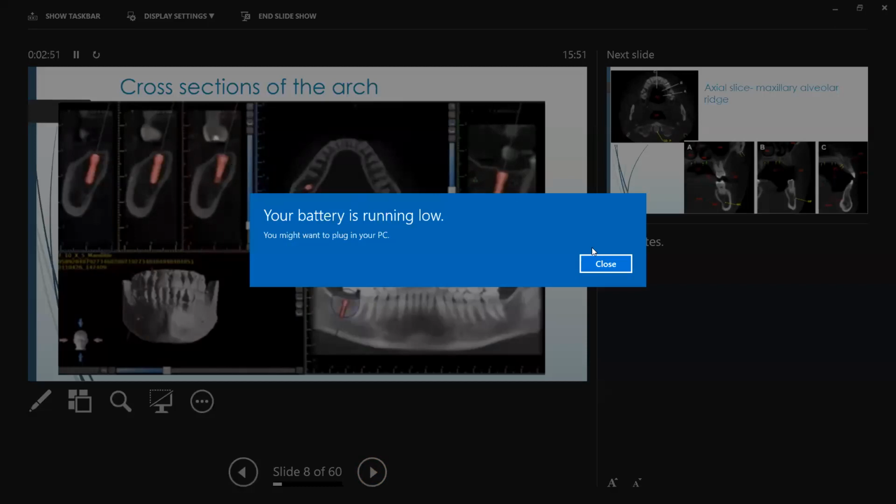Just switch on the battery, it is low. Just a minute. Switch on the battery. First one.